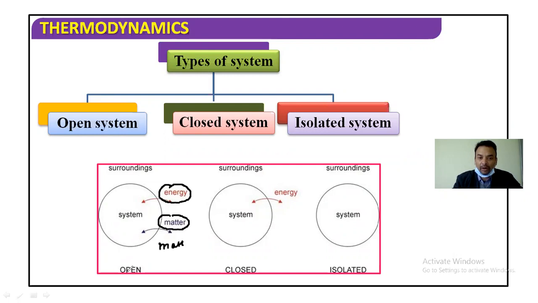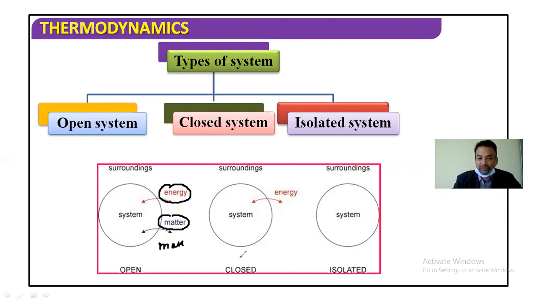For example, a cup of tea kept on the table is exchanging both energy and even mass. Vapors are also going out to the surrounding. Heat and vapors: vapor is a mass, vapor is matter, it is a form of matter. So heat, energy, and vapors are both going to the surrounding. So that is called the open system.